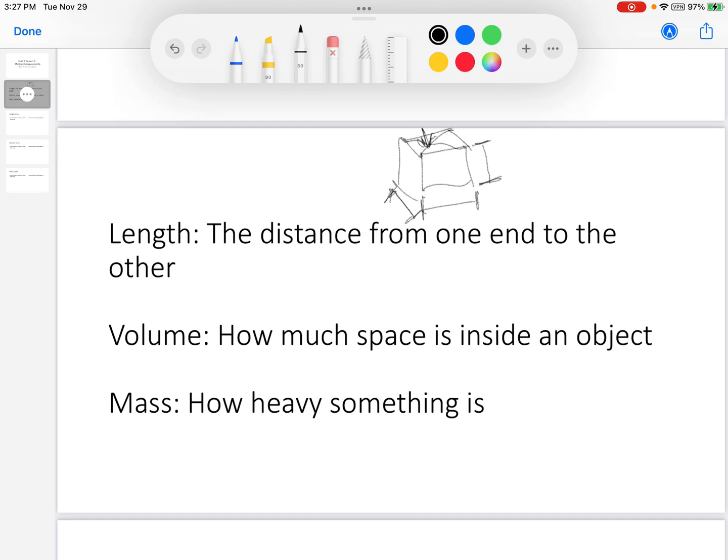Mass, how heavy something is. If I fill up this box with ping pong balls, it would be a certain amount of weight. If I filled it up with lead balls, it would have more weight. So, how heavy something is called its mass. That's not technically the correct thing. Mass is independent of gravity. Weight is dependent on gravity. But we'll just use that definition for right now.